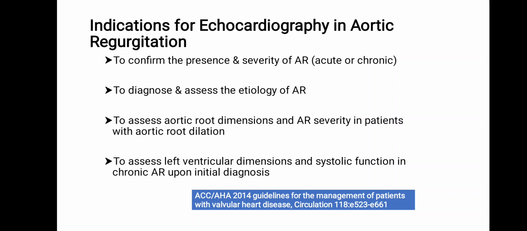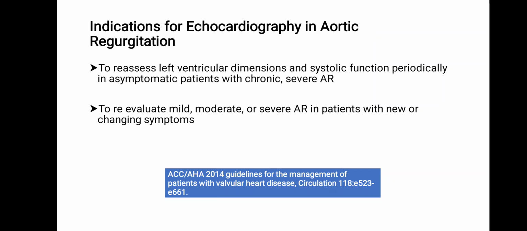Indications for echo in AR: to confirm the presence and severity of the AR, acute or chronic; to diagnose and assess the etiology of AR; to assess the aortic root dimensions and AR severity in patients with aortic root dilatation; to assess the LV dimension and systolic function in chronic AR upon initial diagnosis. This is from the ACC/AHA 2014 guidelines for the management of patients with valvular heart disease. Also, to reassess LV dimensions and systolic function periodically in asymptomatic patients with chronic severe AR, and to reevaluate mild, moderate or severe AR in patients with new or changing symptoms.